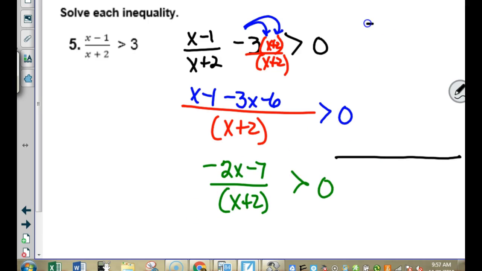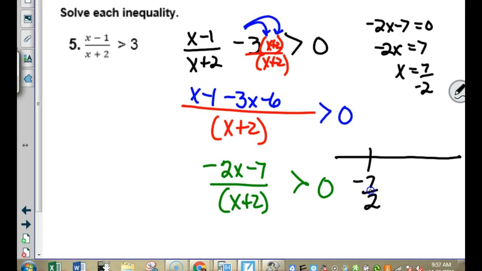Okay, let's write it down. Negative 2x minus 7 equals 0. Negative 2x equals 7. X equals negative 7/2, okay? Which is negative 3.5, right?